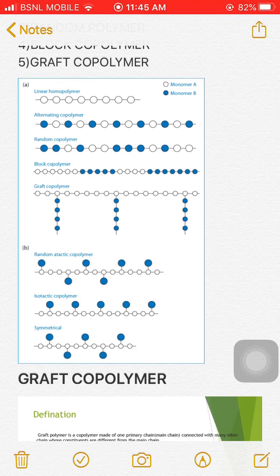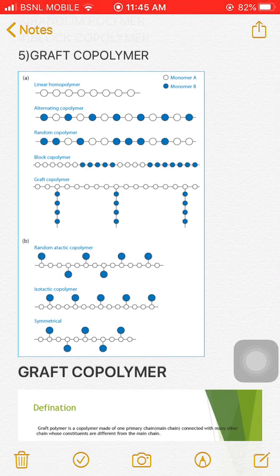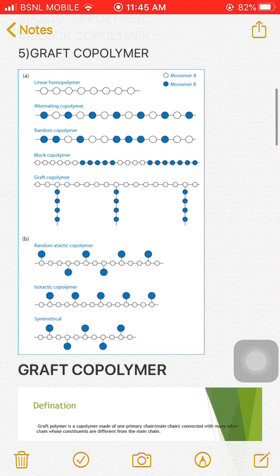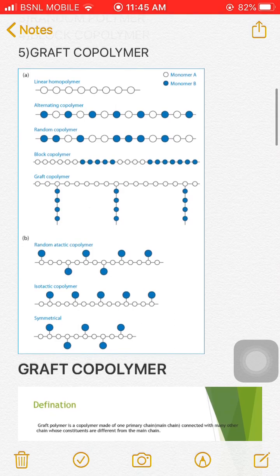Alternating copolymer means we have monomer A, monomer B, monomer A, and it goes on alternately. Then comes random copolymer. Random means monomer A and monomer B are linked together randomly without an order. Next are block and graft polymers, which we will be discussing in detail below.